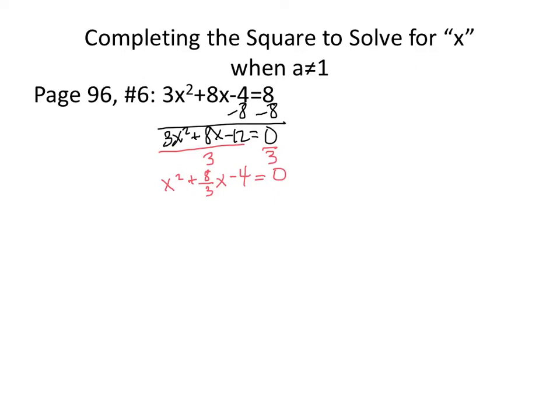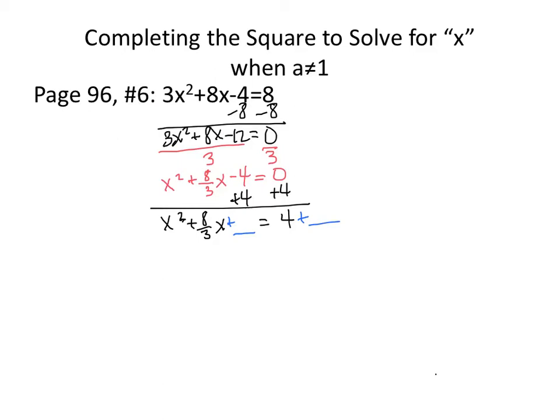my square. So I'm going to go ahead and add 4 to both sides to get x squared plus 8 thirds x equals 4. I'm going to leave some space because I need to add another number to my left side to turn that into a square. So I'm going to try to figure out the little squares that will fit into my picture.